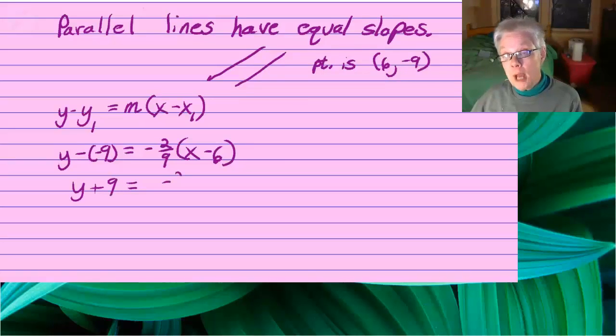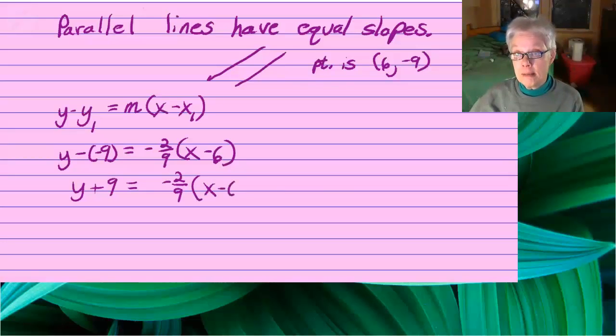And when you subtract, you add. When you subtract a negative number, you add, which is how I got y plus 9. It's going to be negative 2/9 times x minus 6. Just like before, I'm going to multiply both sides of the equation by the denominator of the fraction slope.